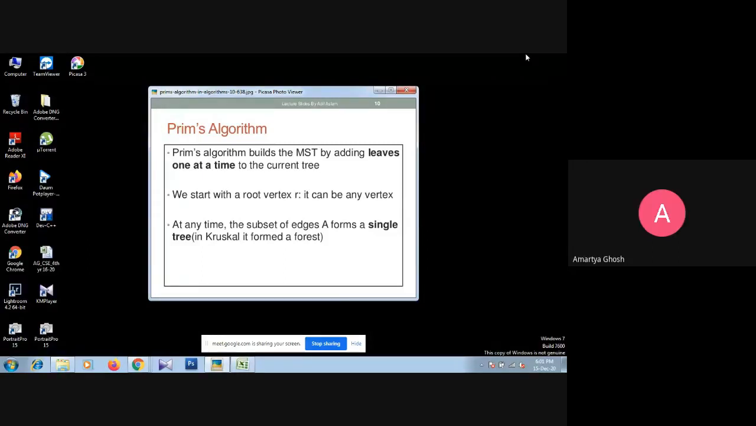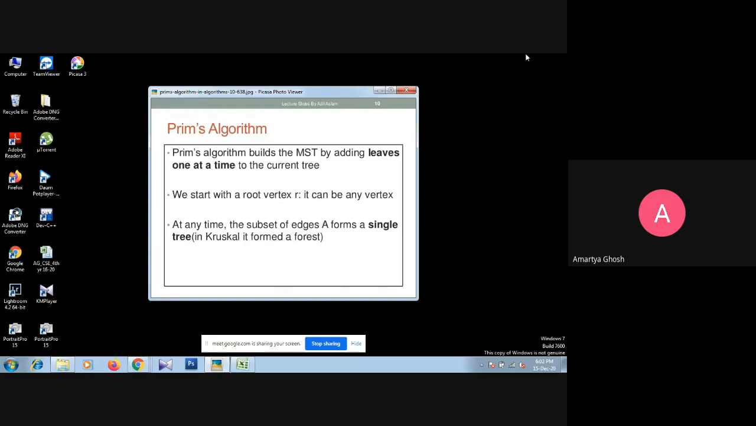So today's topic is Prim's algorithm. This is another algorithm to find the minimum spanning tree from the given complete graph. The question will be the same, the only change is that it will be solved either by Kruskal's algorithm or Prim's algorithm.